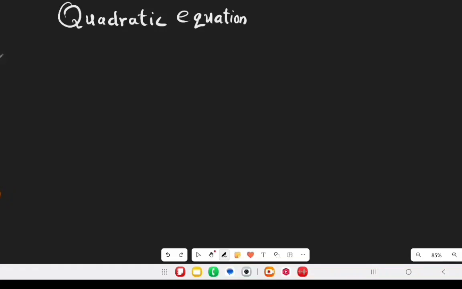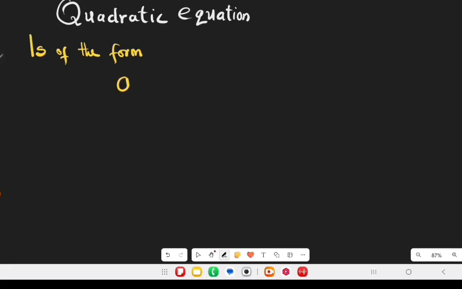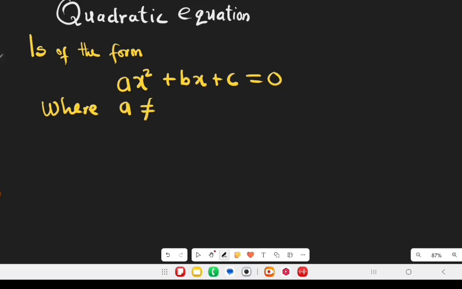Today I'm going to show you how to solve quadratic equations. A quadratic equation is of the form ax squared plus bx plus c equals 0, where a is not equal to 0. Because if a becomes 0, it's no more a quadratic equation. It becomes a linear equation, and a, b, and c are real numbers.